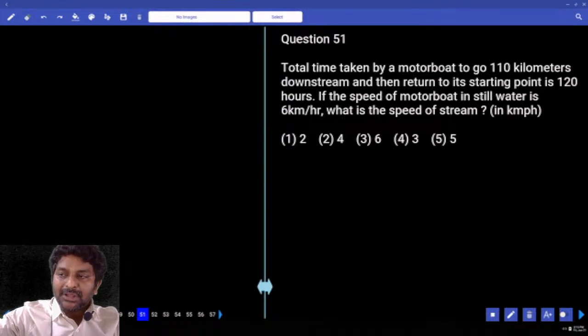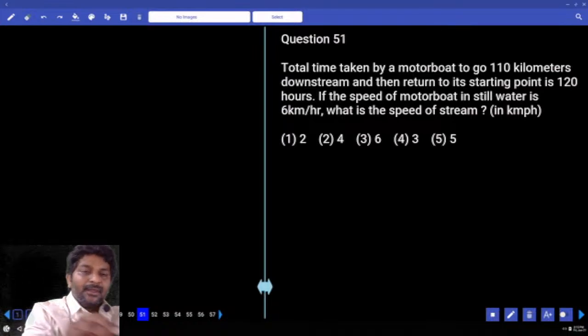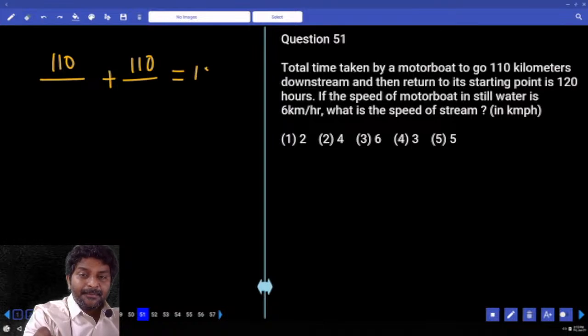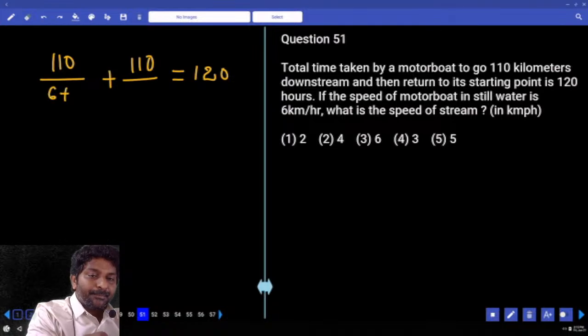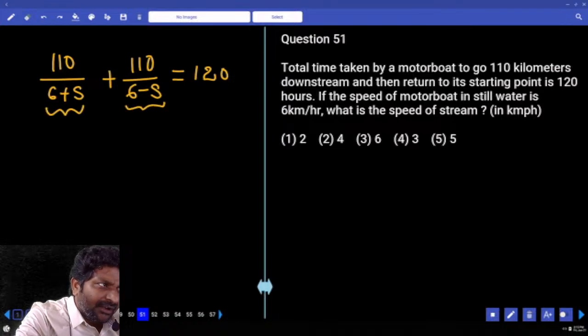Total time taken by a motor boat to go 110 kilometers downstream and then return to the starting point is 120 hours. If the speed of the motor boat in still water is 6 km per hour, find the speed of the stream. 110 kilometers traveled in downstream, also upstream. Total time taken 120 hours. Downstream speed m plus s. Upstream speed m minus s.